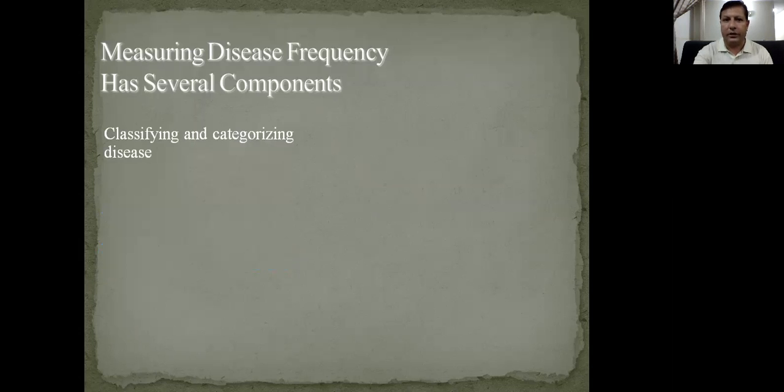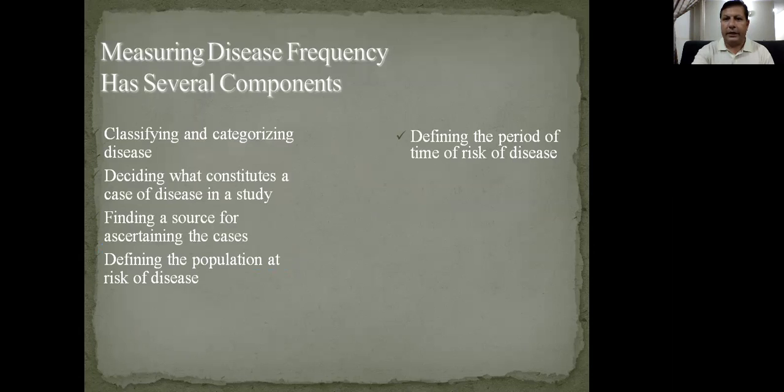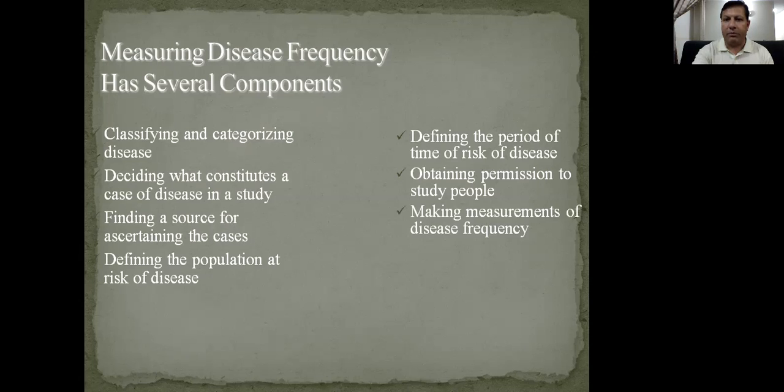Classifying and categorizing disease. Deciding what constitutes a case of disease in our study. Finding a source for ascertaining the cases, defining the population at risk of the disease, defining the period of time of risk of the disease, obtaining permission to study people, making measurements of disease frequency, relating cases to population and time. So measuring disease frequency has these components. He is getting this information from that study.